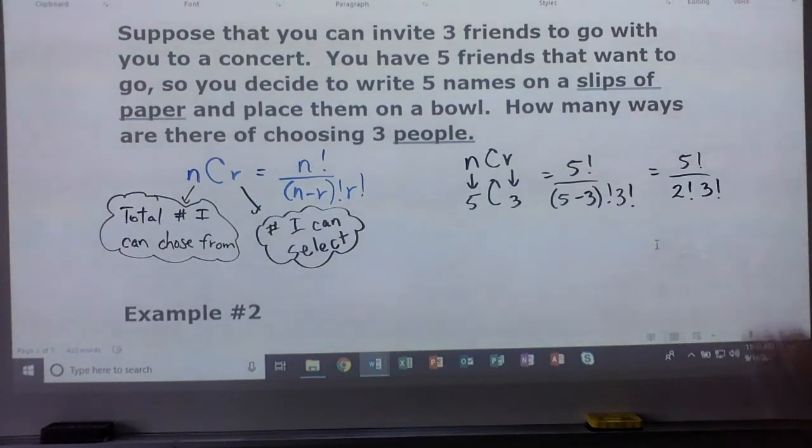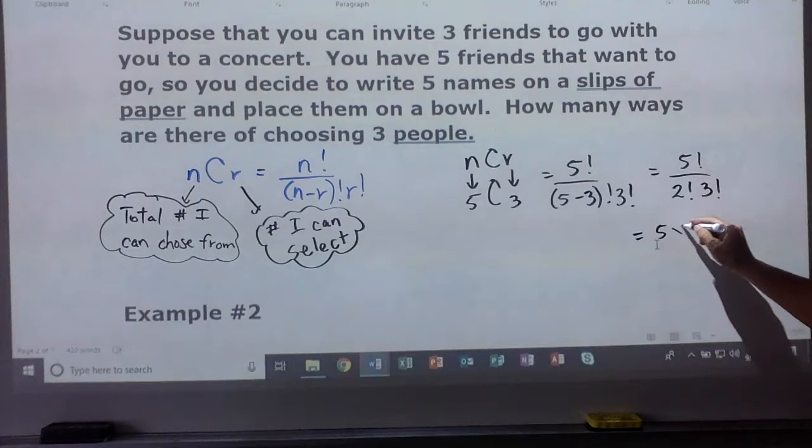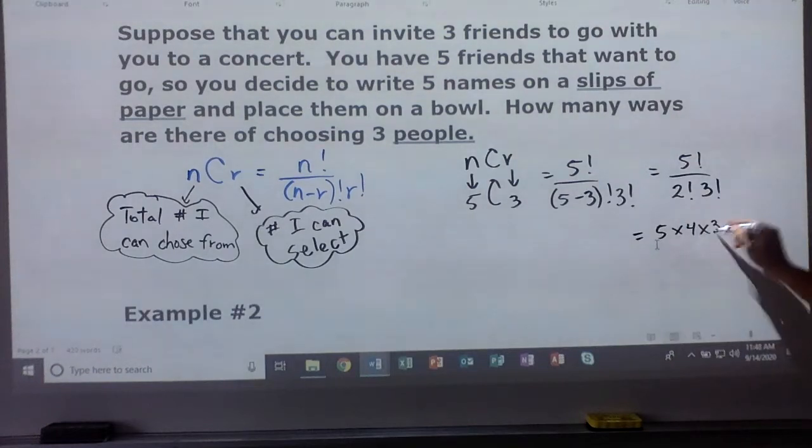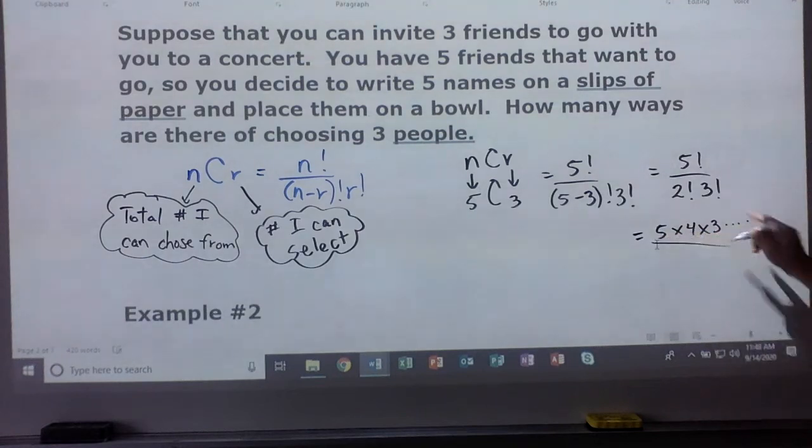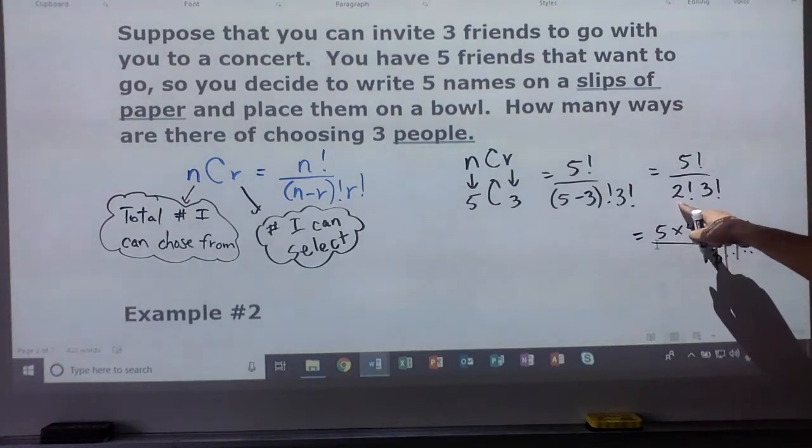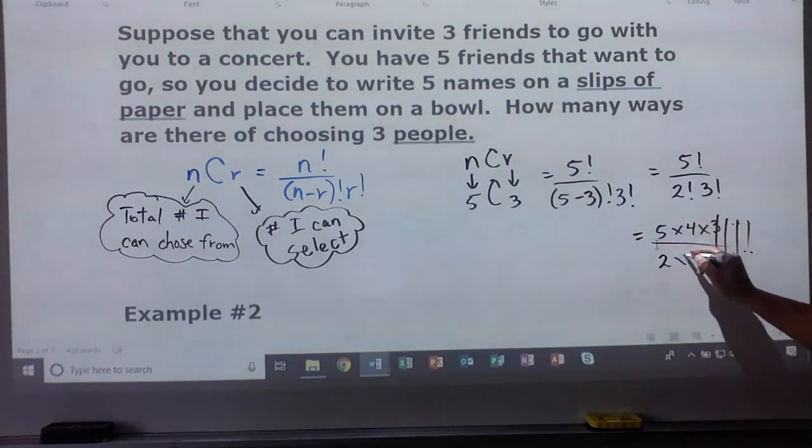Now it's a matter of expanding the thing. So 5 times 4 times 3. I am stopping at 3, because if I keep going, this one's going to do the same thing: 3 times 2 times 1. So they're all going to cancel. There's no need for me to keep writing unnecessary things. I took care of the 3. Now I got to take care of the 2. So 2 times 1.